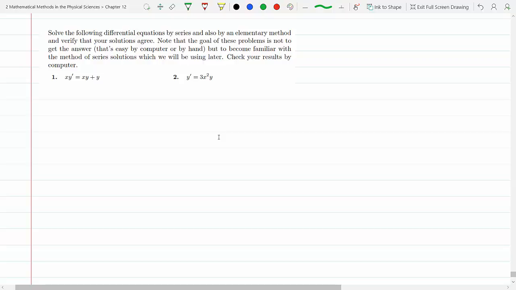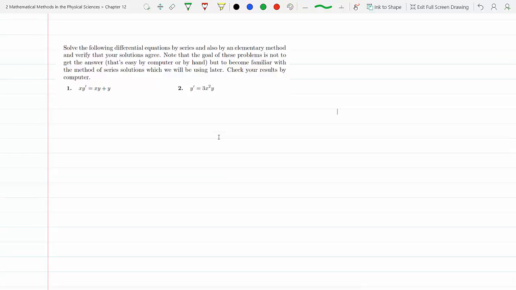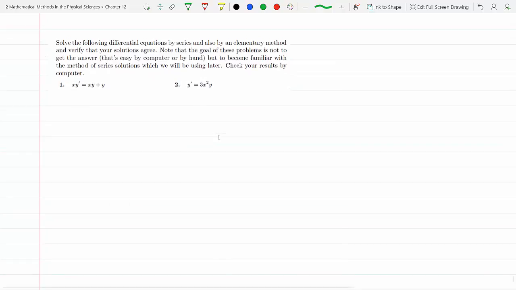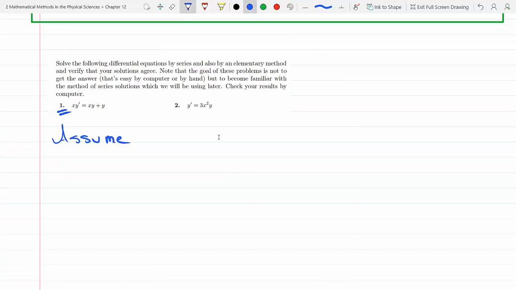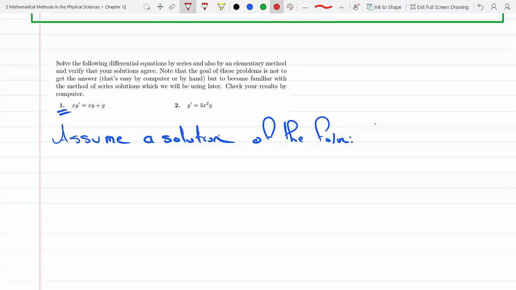So the first step here is to assume a solution of the form y equals the series from n equals 0 to infinity of a_n x to the n.